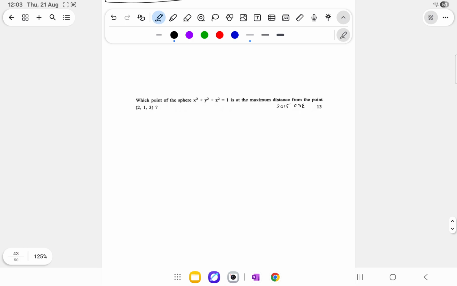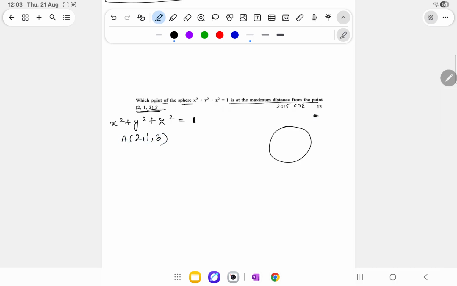The next question is, which point on the sphere is at maximum distance from this point? My given equation of the sphere is x square plus y square plus z square equals 1. If this is my sphere and this is my point, let's say A, 2 comma 1 comma 3, it has asked which point of the sphere is at the greatest distance from A. So this distance must be greatest.